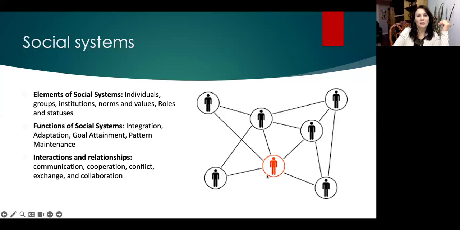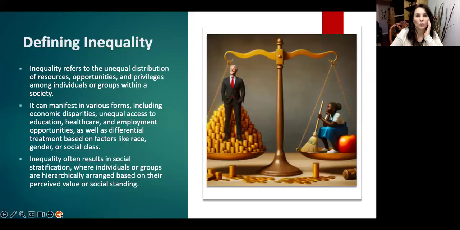The social systems are individuals, groups, and institutions, norms, values, and roles and statuses. They have a very important role in society: integration, adaptation, goal attainment, and pattern maintenance. That's also something Talcott Parsons' video explains in a much better way.